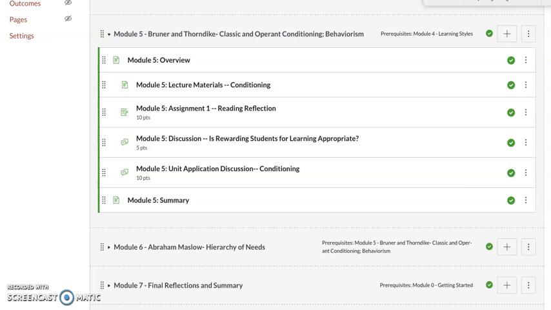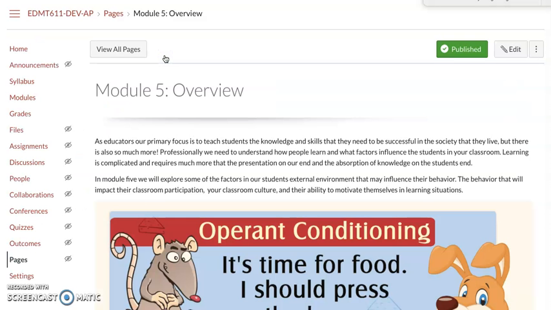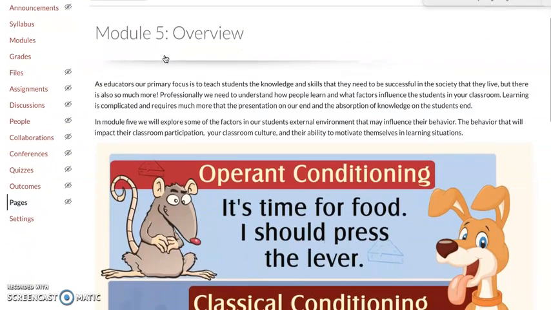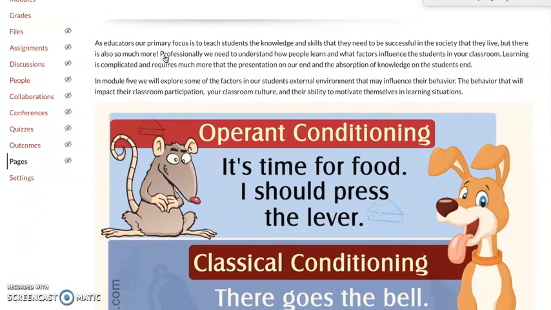In Module 5 for this week, we're going to be investigating Bruner and Thorndike's theories on classical and operant conditioning and look further into behaviorism. If we hop into the overview here, we can see that, really, as educators, our primary focus is to teach students the knowledge and skills that they need going into the future.